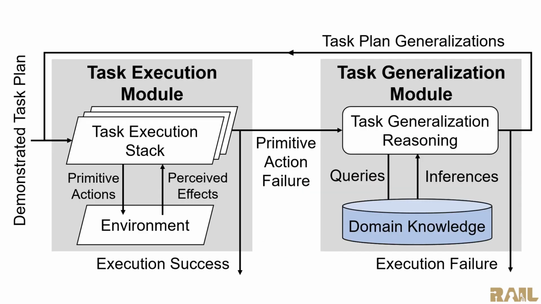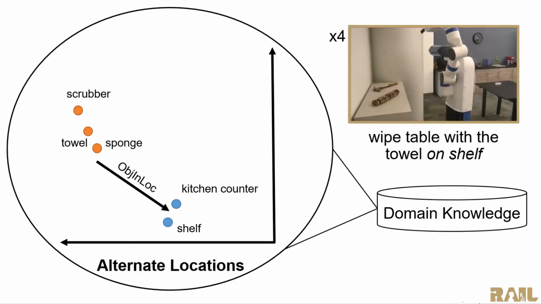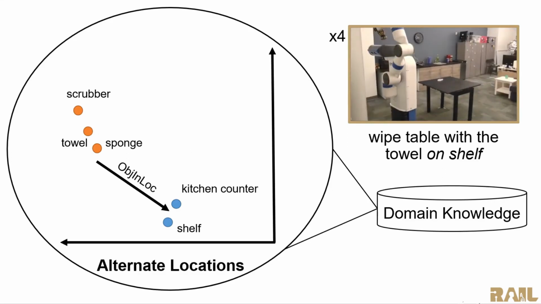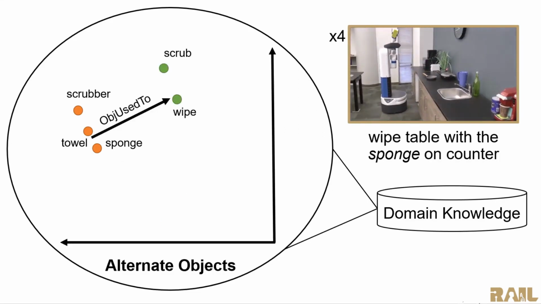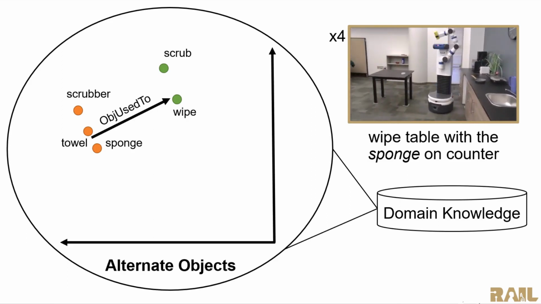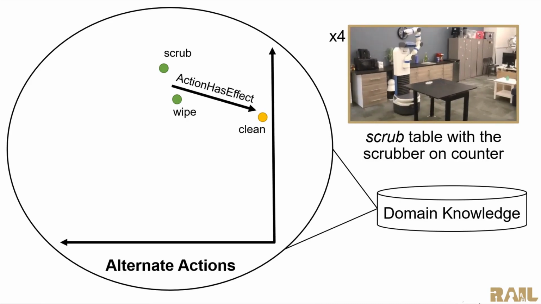In our approach, we selected a knowledge graph embedding to model the domain knowledge. Knowledge graph embeddings model the domain knowledge as a graph in vector space, which enables modeling large-scale and sparse domain knowledge graphs. Because the embedding models many relationships between concepts, the robot can reason about more than just alternate locations for objects. In addition to alternate locations for objects, the robot can reason about alternate objects that can be used for the same actions, alternate actions that can achieve the same effect, and other relationships.